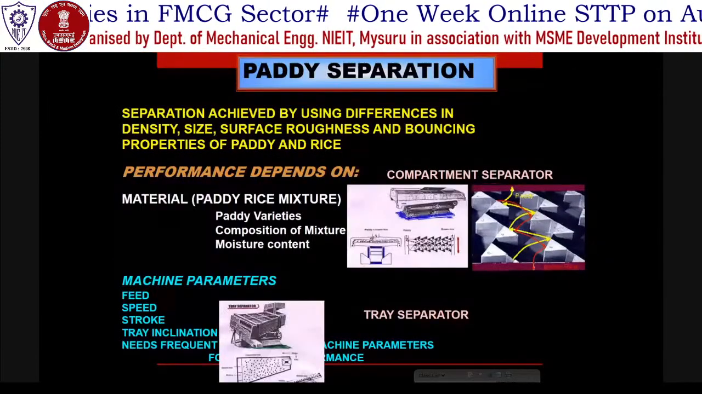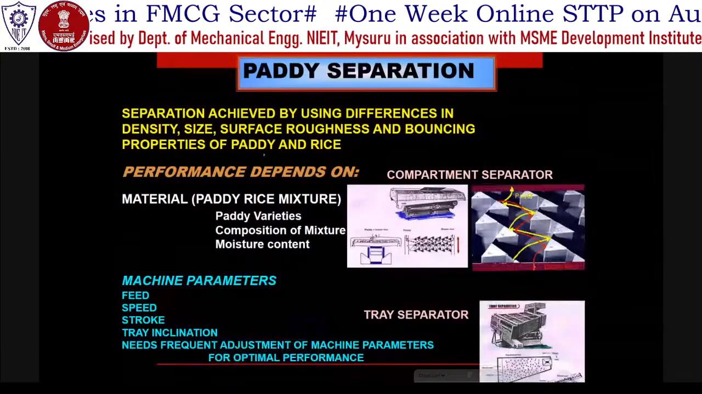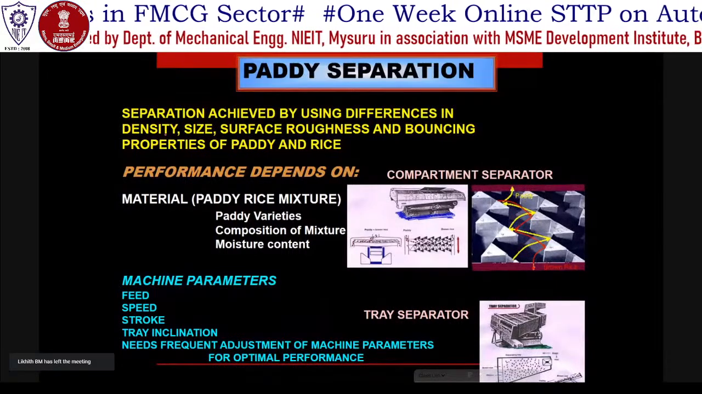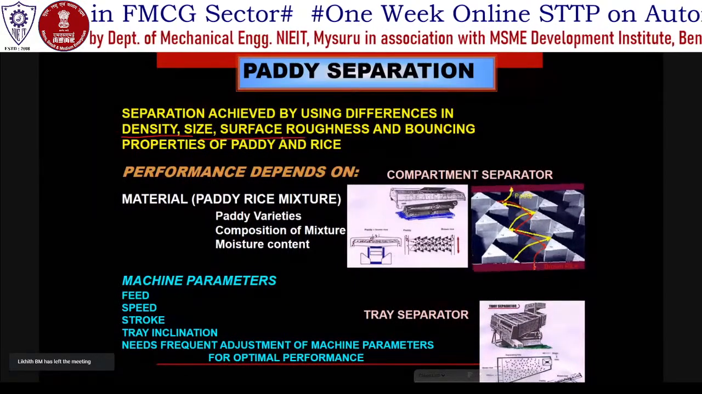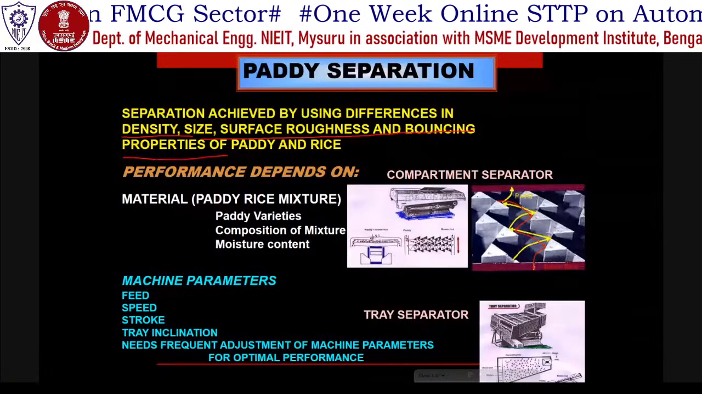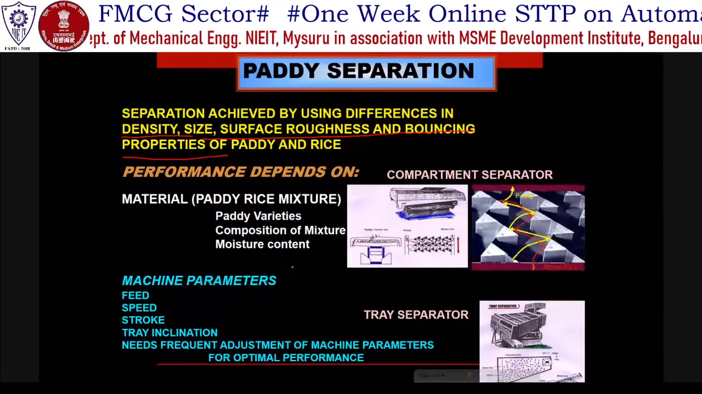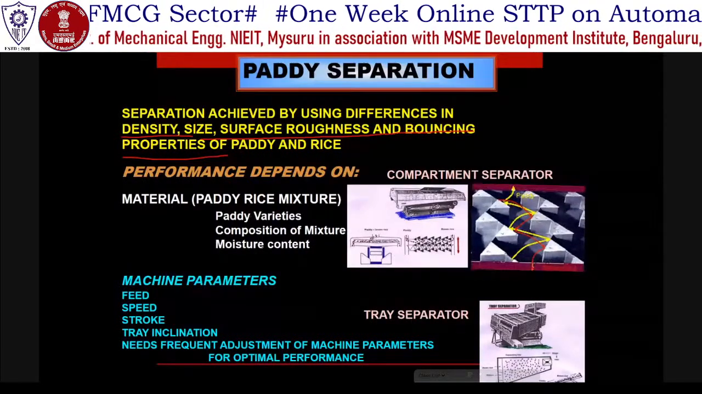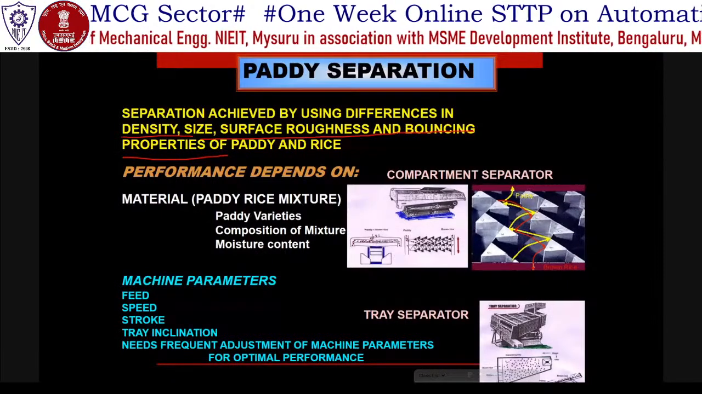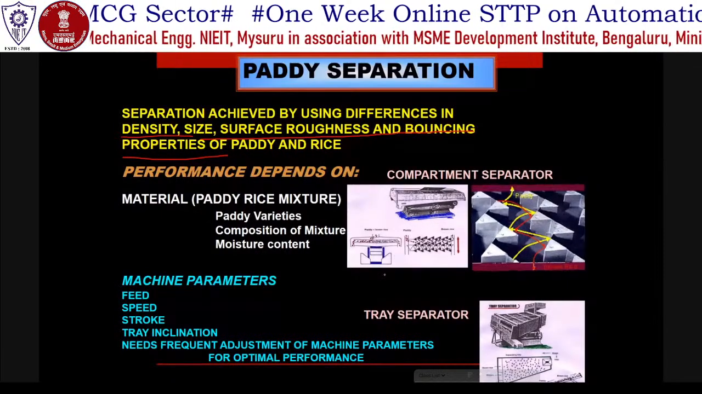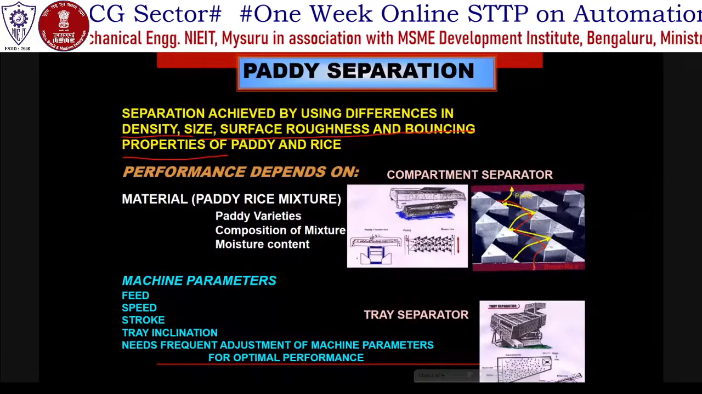So if I look at paddy separation, separation of paddy and rice is based on the density, size, surface roughness, and bouncing properties, right? So today automation has come in such a way that the machine is able to take care of itself, because of the sensors that have been put into it.